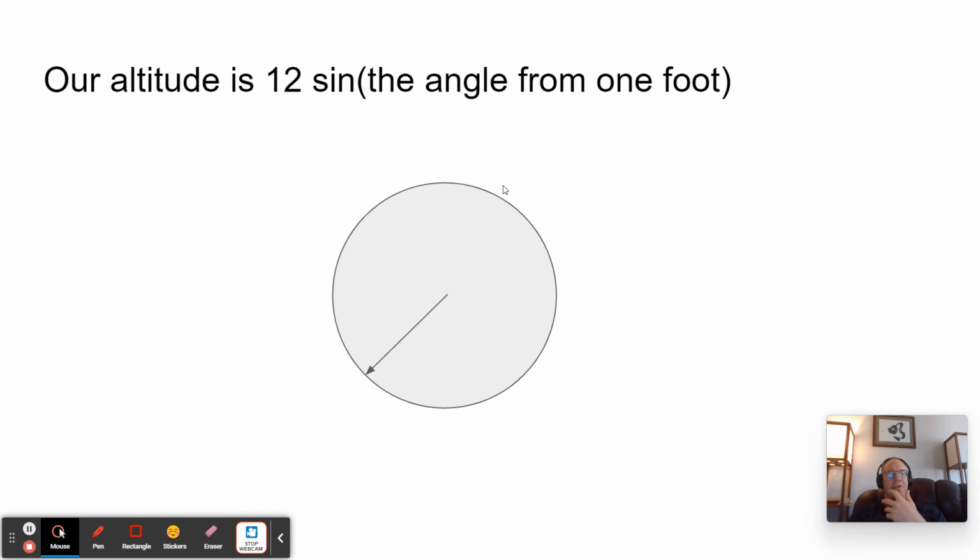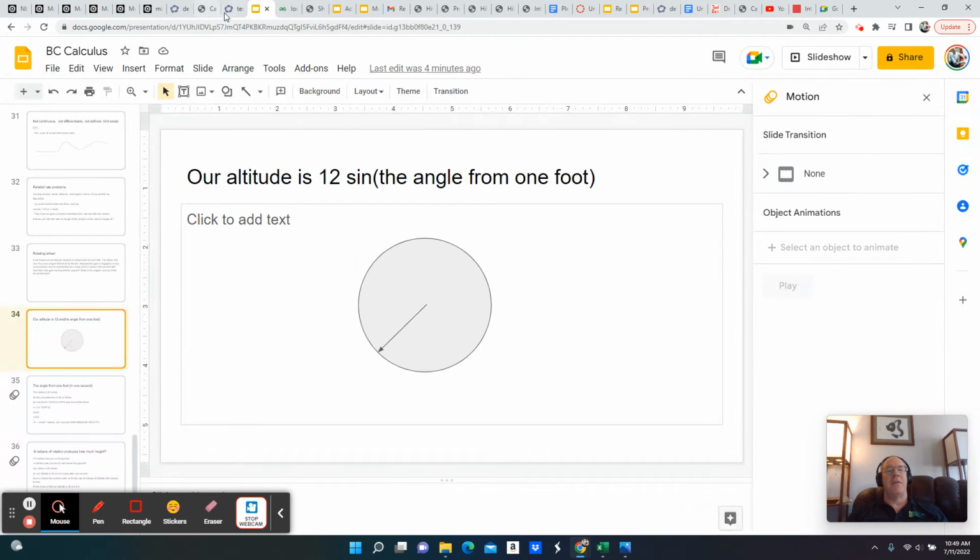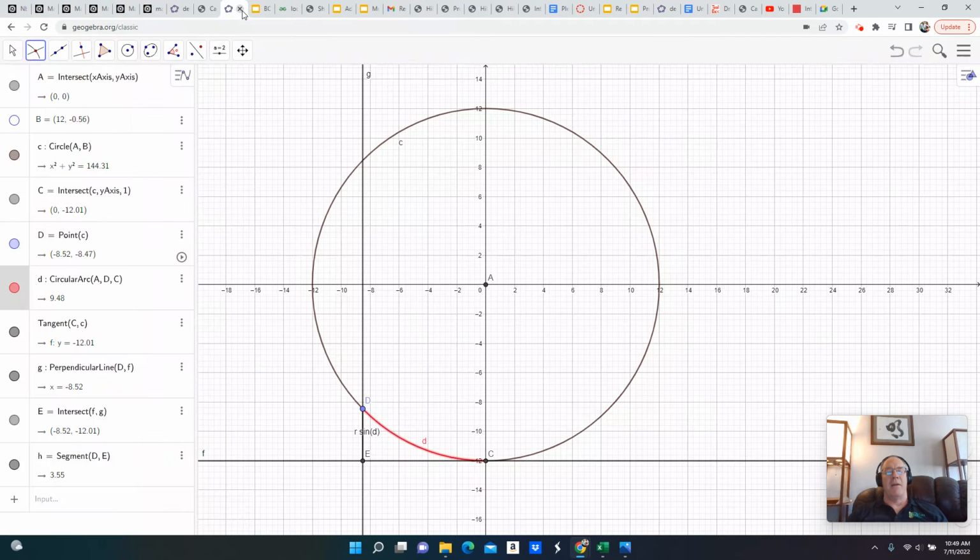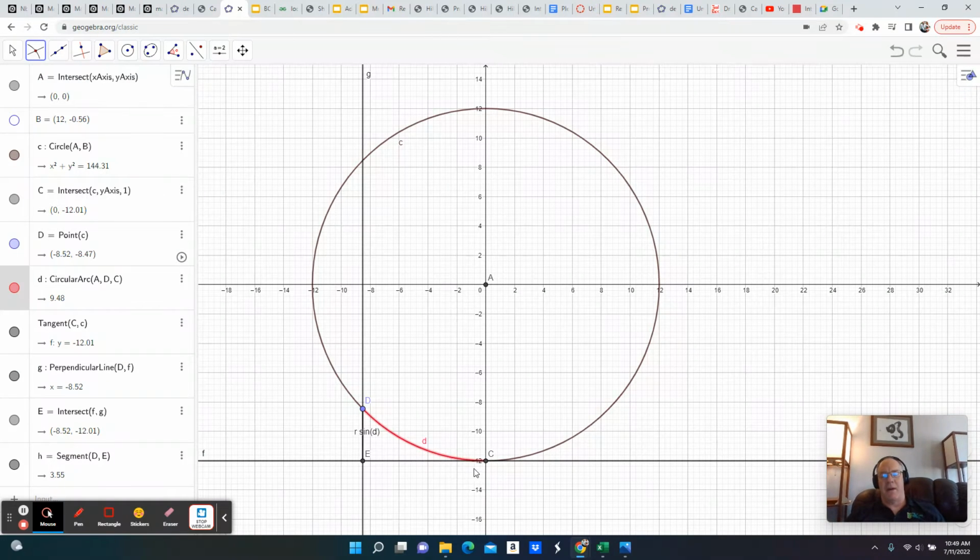And so our altitude is going to be 12 times the sine of the angle that we get from 1 foot. Remember that 12 is the radius. Where did I get that? Let's take a look at this. This is just showing us the wheel, and it's rotated a certain distance, and the question is how far above the ground the piece of gum is. And this GeoGebra illustration makes it a little bit more clear, I hope.